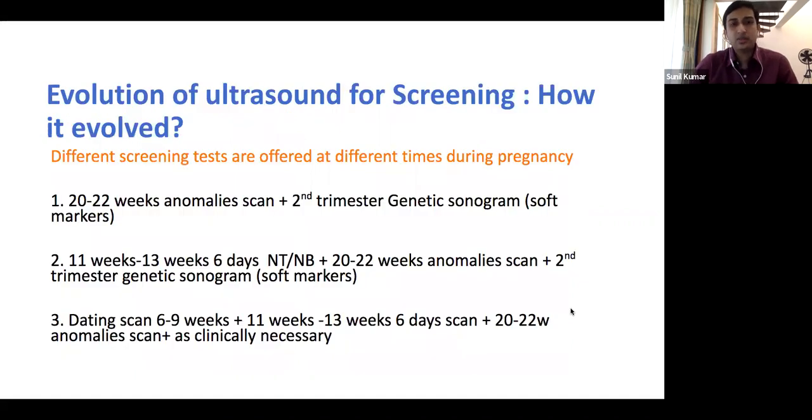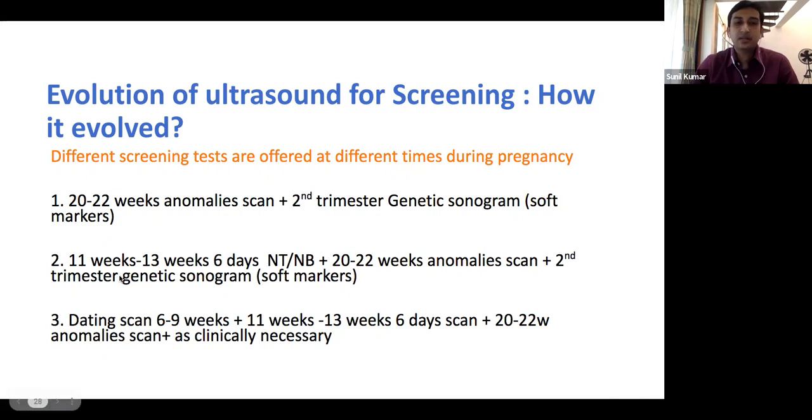How did the evolution of ultrasound start for screening purposes? Different screening tests are offered at different times during pregnancy. Earlier, when it all started in 1990, a 20 to 22 weeks anomaly scan was done, along with a second trimester genetic sonogram, that is, some soft markers were evaluated to identify the genetic abnormality.